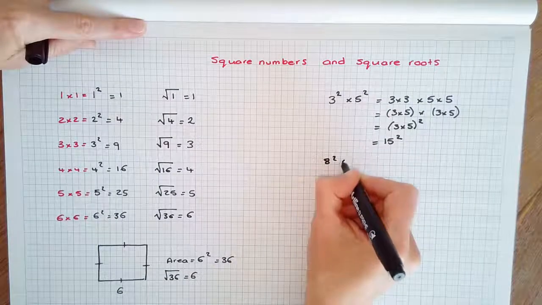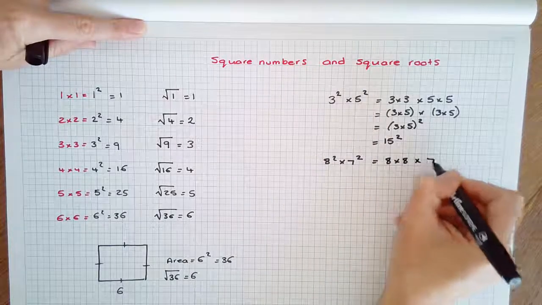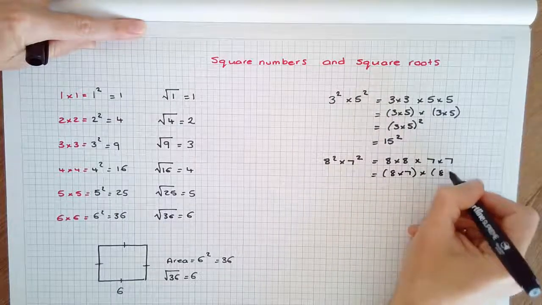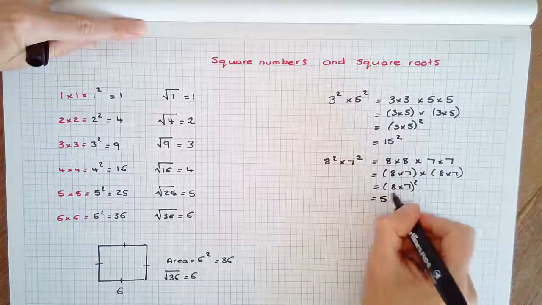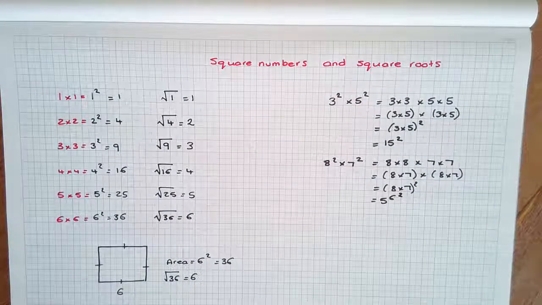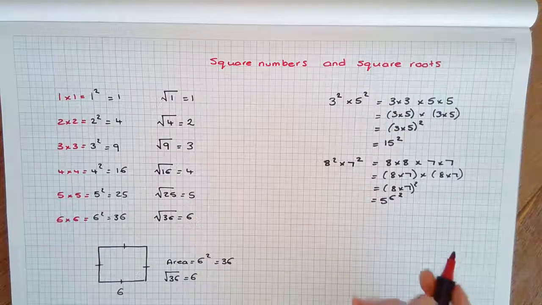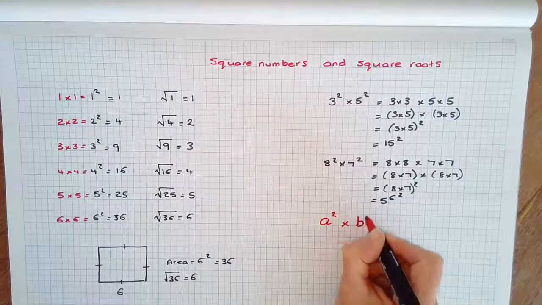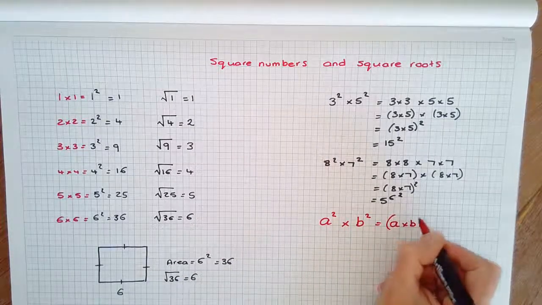8 squared times 7 squared. We can write it as 8 times 8 times 7 times 7. We can pair them together, 8 times 7 times 8 times 7, or 8 times 7 squared, which is 56 squared. So there's actually a rule we can write for when we're squaring two numbers. The product of square numbers is equal to the square of the product. That is, if we have any number squared times another different number squared, we can write it as the product squared.